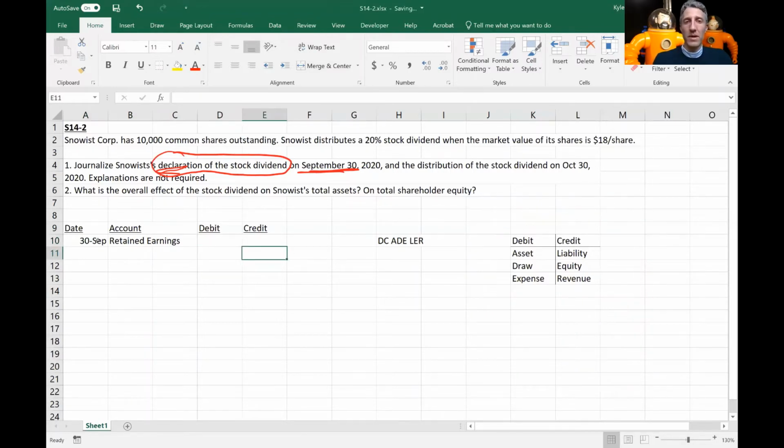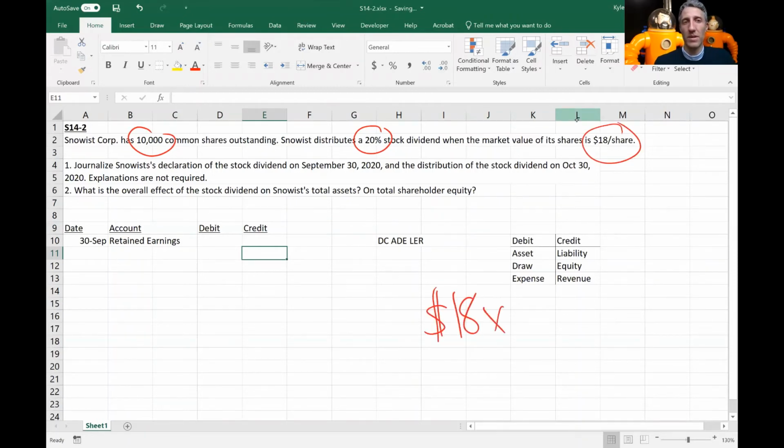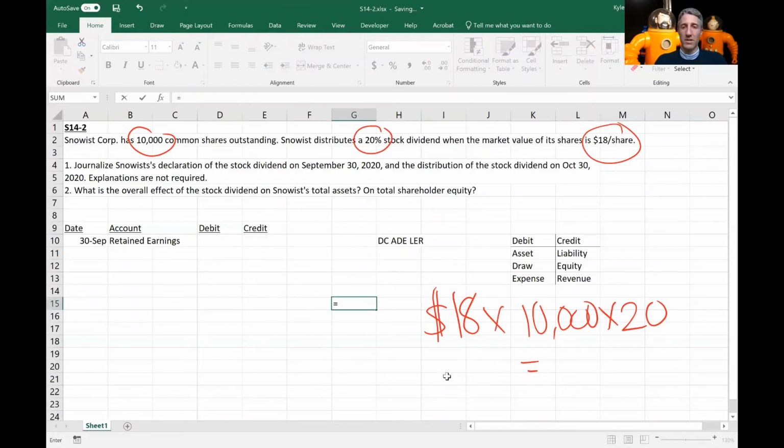How much am I going to be reducing it by? Well, there's 10,000 common shares outstanding, there's a 20% stock dividend, and they're $18 per share. So 18 per share multiplied by 10,000 multiplied by 20%, and that's going to equal something. I'm not going to do the math in my head. My brain is far too small for that. So $18 times 10,000 times 20%, it's going to be $36,000. So that becomes our debit amount, 36,000.